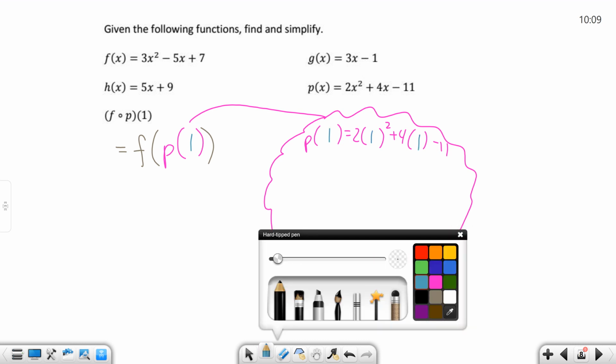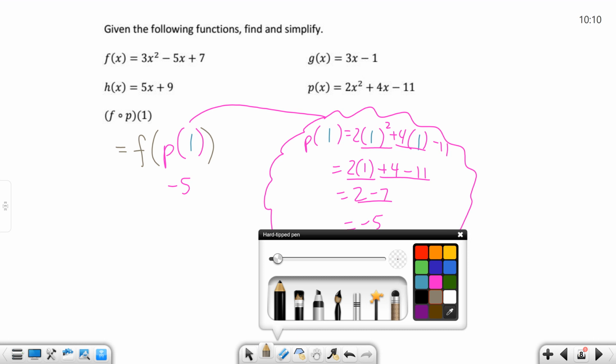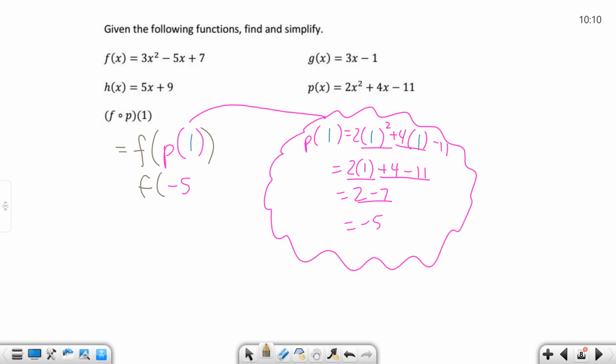Okay. So now I have what? Well, do the 1 squared. So it's 2 times 1 plus 4 times 1 is 4 minus 11. 2 times 1 is 2. And then plus 4 minus 11 is minus 7. And we do that, that's minus 5, right? So p of 1 equals negative 5. So guess what? I'm going to put a minus 5 right here. But I still have f of that value, right? I still have f of that value.